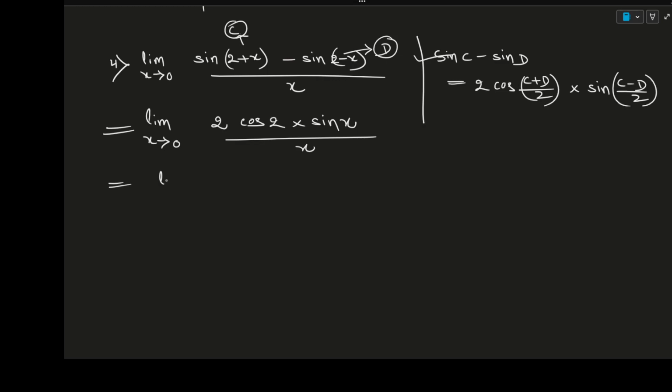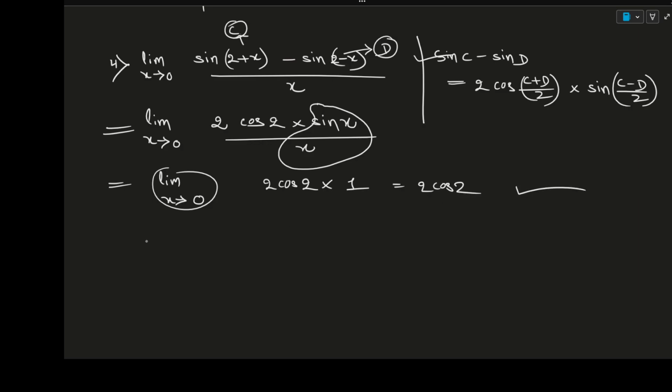So clearly I can see that the limit of sin x by x when x tends to 0 will be equal to 1. So I will finally end up with the expression 2 cos 2 into 1, which is 2 cos 2. It will be the final answer.